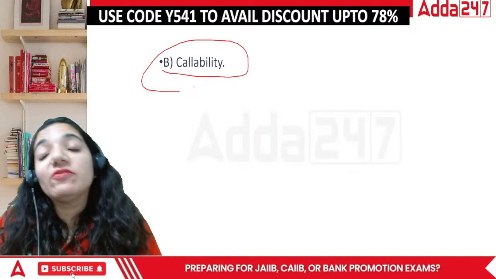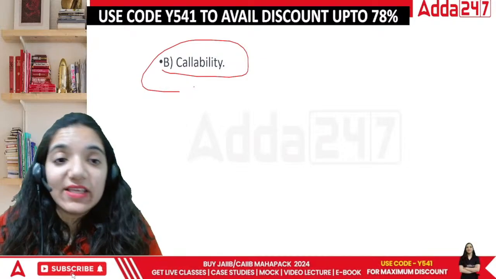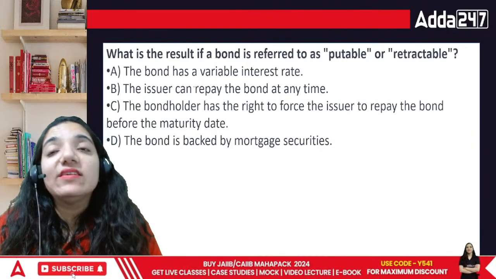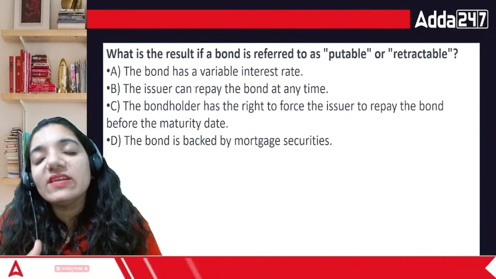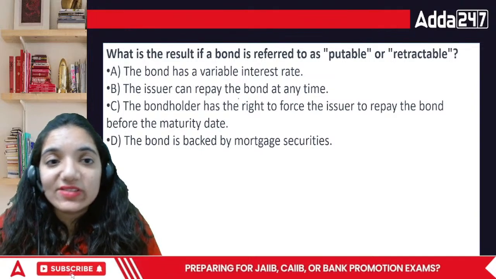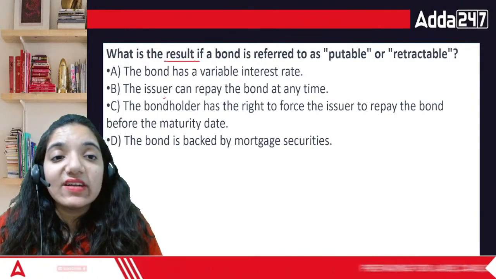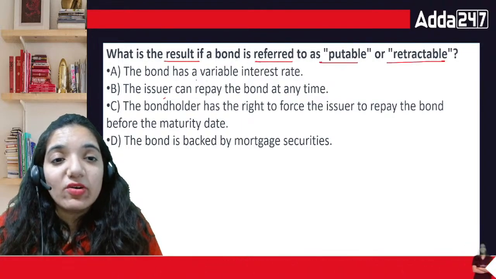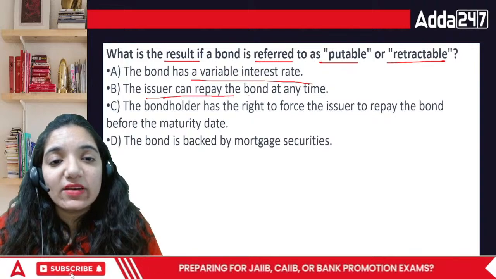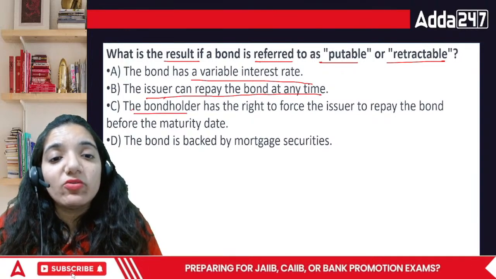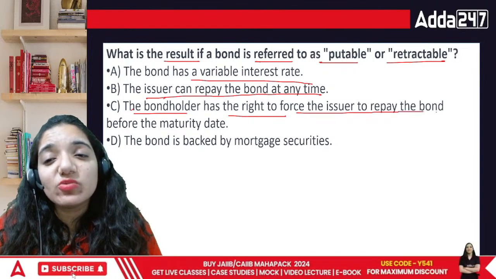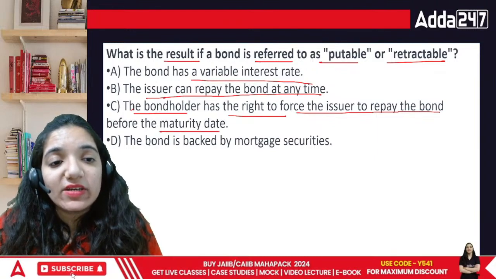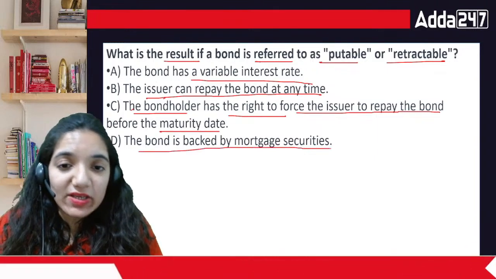Meaning in this case, the company had the right, and now the investor also has the right. What is the result if a bond is referred to as putable or retractable? The bond has a variable interest rate. The issuer can repay the bond at any time. The bondholder has the right to force the issuer to repay the bond before the maturity date, or the bond is backed by a mortgage security.